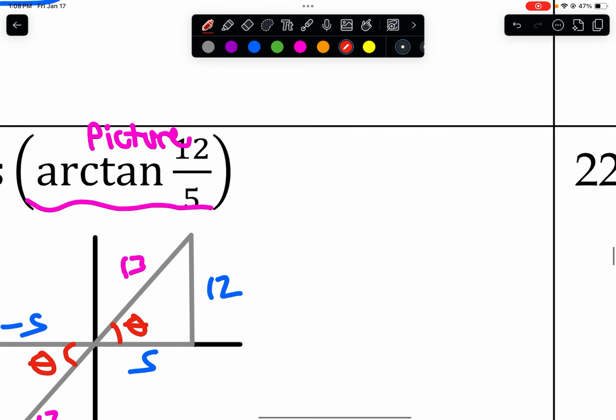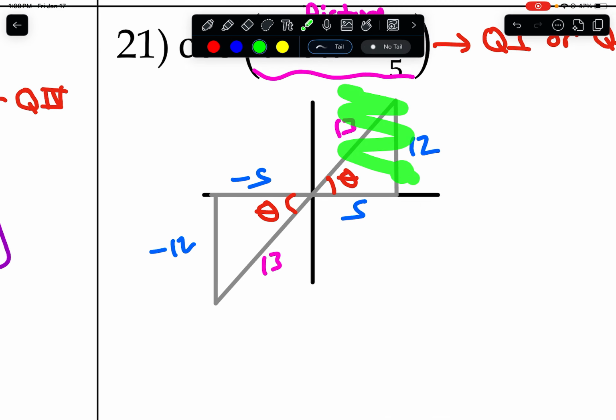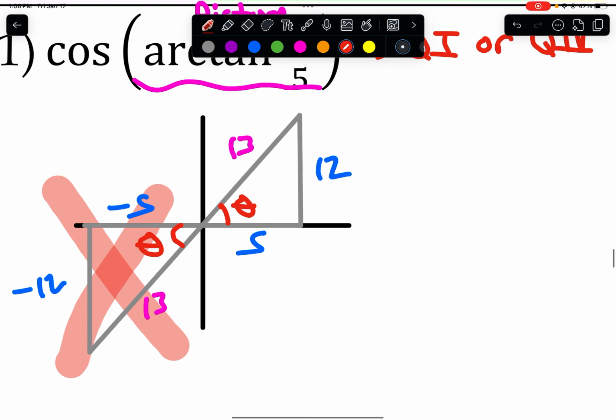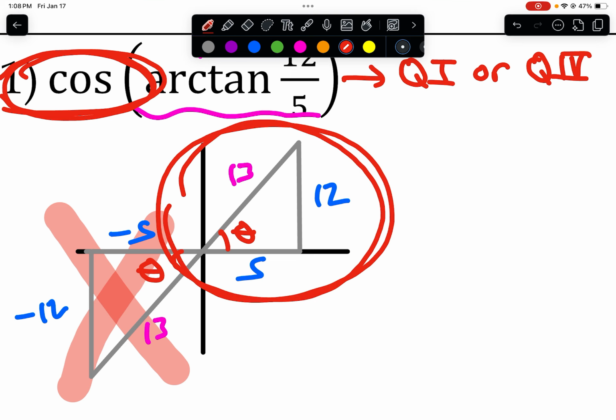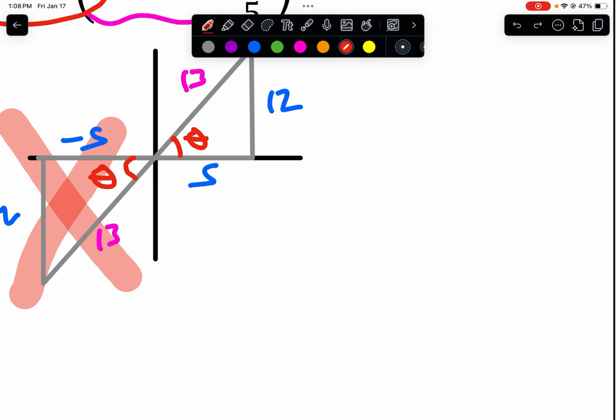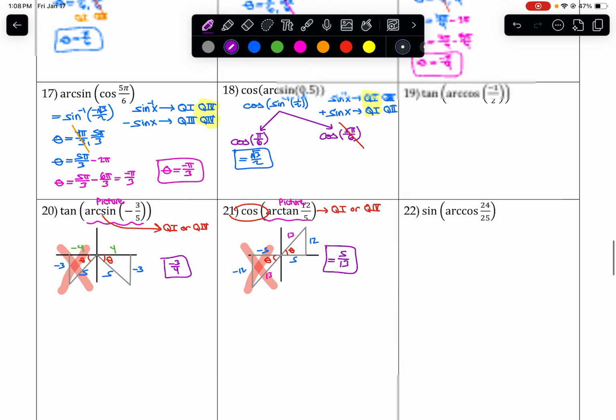Okay, and then inverse tangent tells me right here I can only be in 1 or 4. Okay, so that means I can only be on the right side of the y-axis, which means I'm going to eliminate quadrant 3. Okay, so then we're just going to do cosine of this shape right here. So when I do cosine, that's going to be the adjacent over the hypotenuse, which means you're left with 5 over 13. Okay. All right. So I'm going to skip 22.